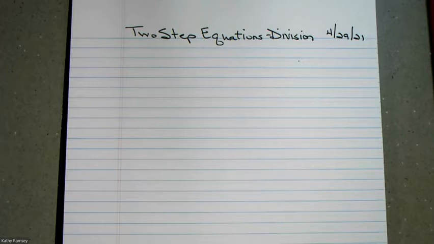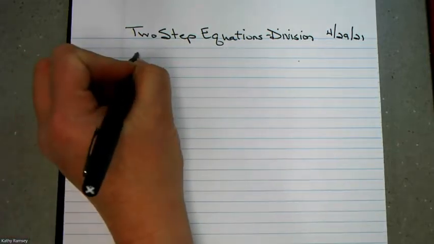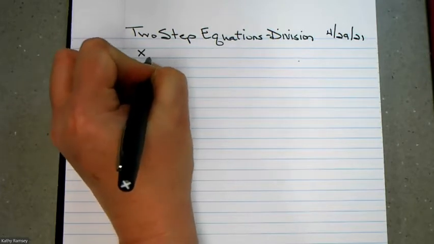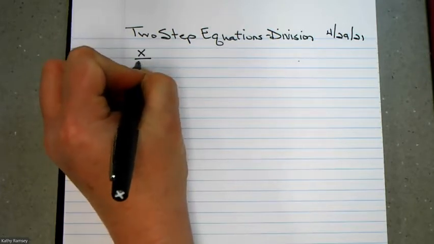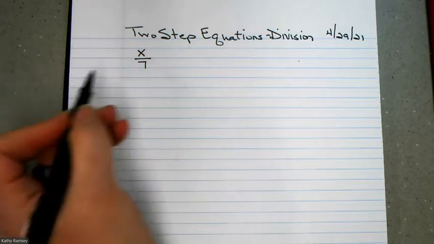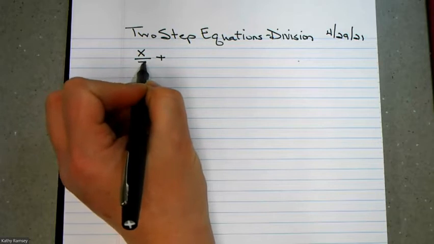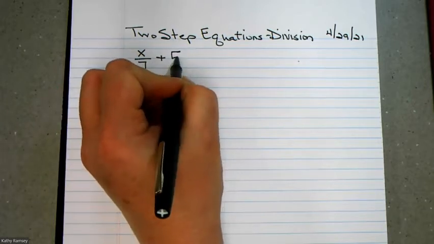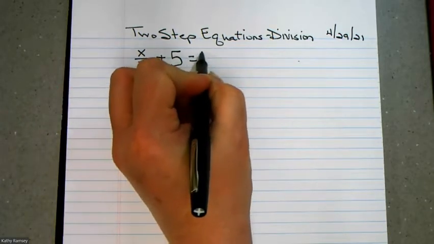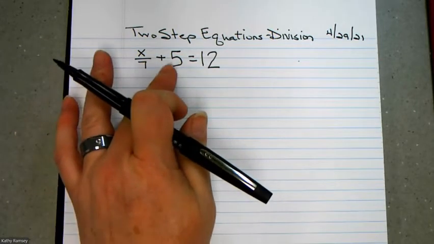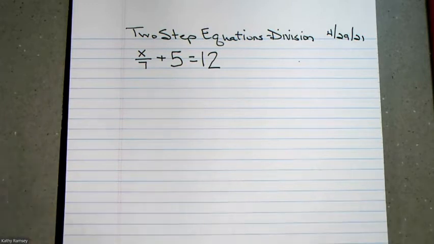Okay. We're going to go over some of the same things we've gone over before, but I want to make sure that we understand what we're doing. Not just doing it, but understanding what we're doing. So we're going to use an example. x divided by 7 plus 5 equals 12. So that's x over 7 plus 5 equals 12.